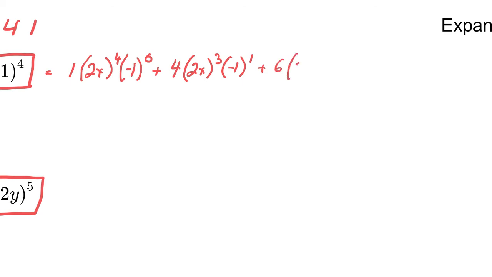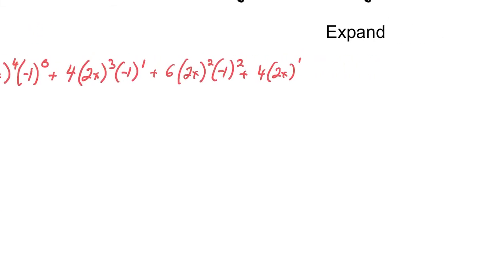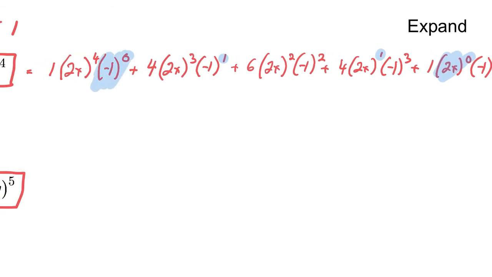Then it's 6 (2x) squared, (negative 1) squared, back to 4 (2x) to the 1, (negative 1) cubed, and then back to 1 (2x) to the 0, (negative 1) to the 4. So as you're doing this, once you're comfortable with exponents, this is unnecessary because we know that's 1. The exponent of 1 is unnecessary. And this would be unnecessary because we know that's 1.